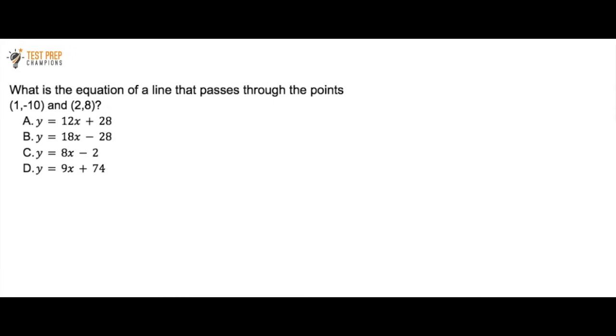What is the equation of a line that passes through the points (1, -10) and (2, 8)? Is it A, y equals 12x plus 28, B, y equals 18x minus 28, C, y equals 8x minus 2, or D, y equals 9x plus 74? Let's have you pause the video and give this one a try, and as always, if you get stuck, don't worry about it. We don't care for right now whether you get this right or wrong. It's all about the knowledge, so let's have you pause the video and try it out.